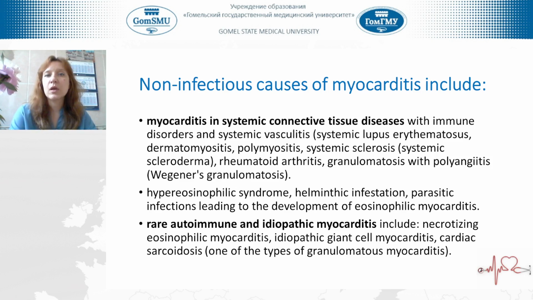myocarditis in systemic connective tissue disease with immune disorder and systemic vasculitis: systemic lupus erythematosus, dermatomyositis, polymyositis, systemic sclerosis, scleroderma, rheumatoid arthritis, granulomatosis with polyangiitis, hypereosinophilic syndrome, helminthic infection, and parasitic infection leading to the development of eosinophilic myocarditis. Rare autoimmune and idiopathic myocarditis include recurrent eosinophilic myocarditis, idiopathic giant cell myocarditis, and cardiac sarcoidosis. Sarcoidosis is one type of granulomatous myocarditis.